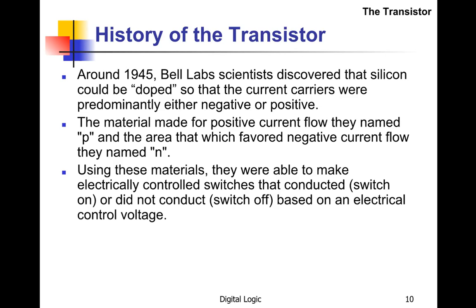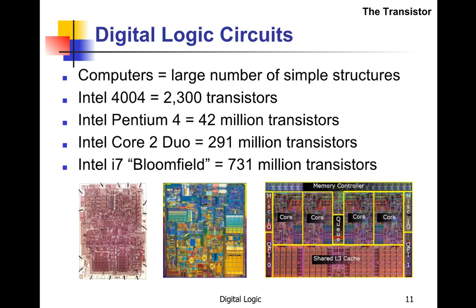So basically what they did is they used these semiconductor materials that were doped to make switches that were either on or off, and you could switch it on or switch it off by attaching a voltage to a control pin. So digital computers use a lot of these transistors.